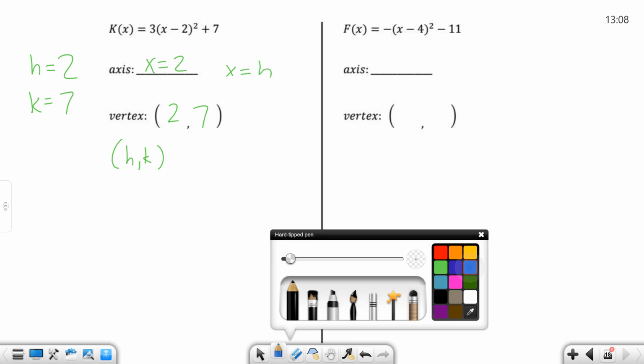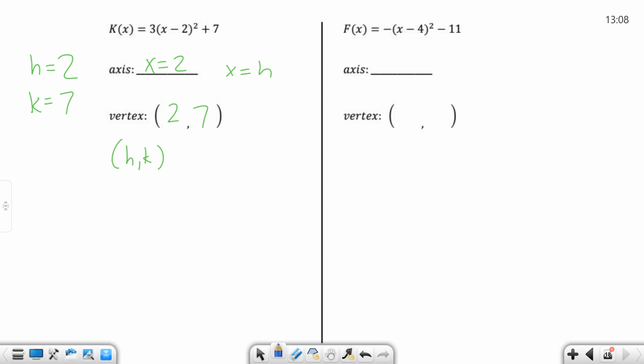All right? And then finally here, this one is going to be, h is going to be 4, and k is going to be negative 11. That's this number. And then we have x equals h, so this is x equals 4. And then this is 4, negative 11, right? This is hk for the vertex. All right?